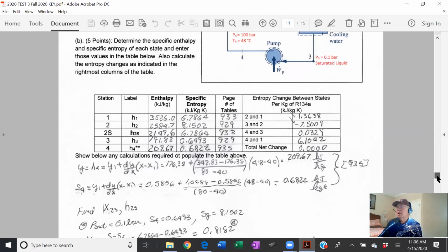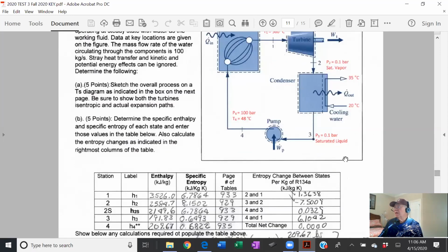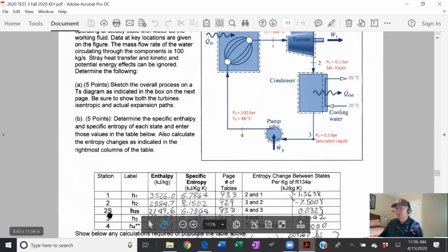H2S. Oh, I know what. I tell you this is isentropic through the turbine, but then I give you the actual state of the actual state too, which you can look up. But I asked you to come up with H2S. I think is how I did it.